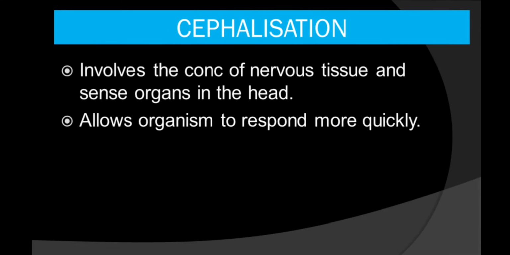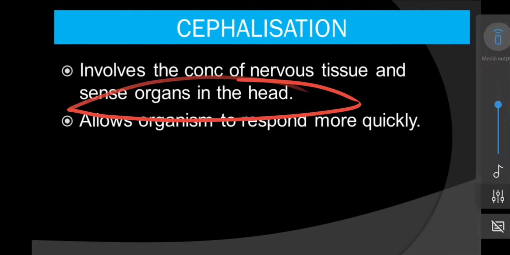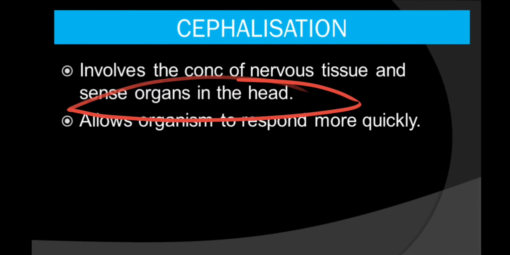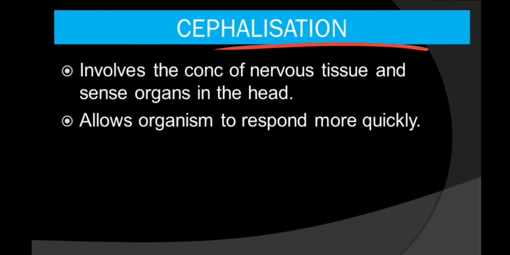This word cephalization is related to the head. It involves the concentration of nervous tissues and sense organs in the head. In animals which have bilateral symmetry, you know that they move with their anterior end forward, right? Anterior means the front. So this has led to cephalization, which means the differentiation of a definite head at the anterior end.